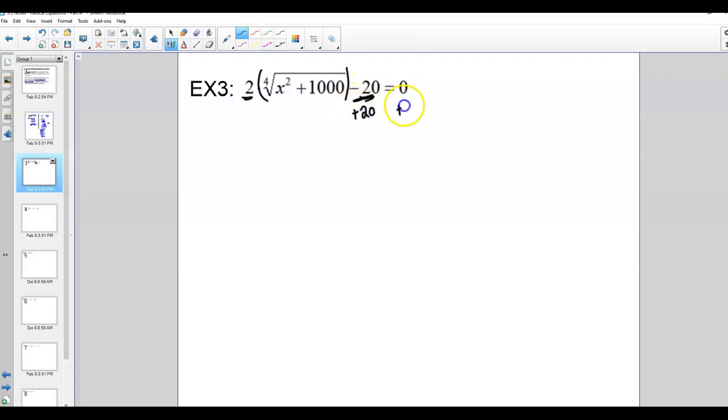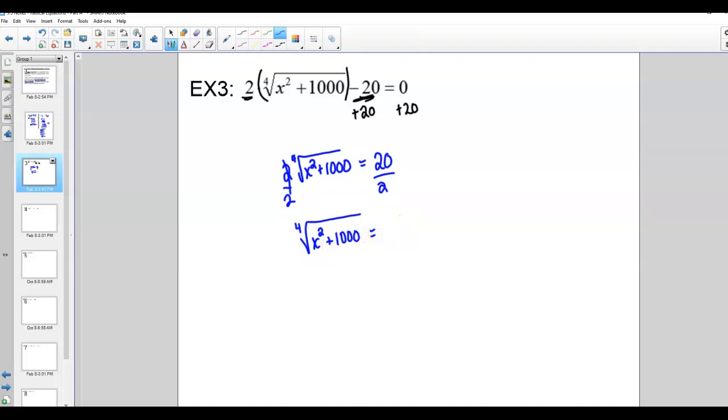So I'm going to add my 20 here. And so I'll have 2 times the 4th root of x squared plus 1,000 equals 20. I'll divide by 2. And so I'll get the 4th root of x squared plus 1,000 equals 10. Now, to undo a 4th root, I need to raise this to the 4th power. And so I will have x squared plus 1,000 is going to equal 10,000.